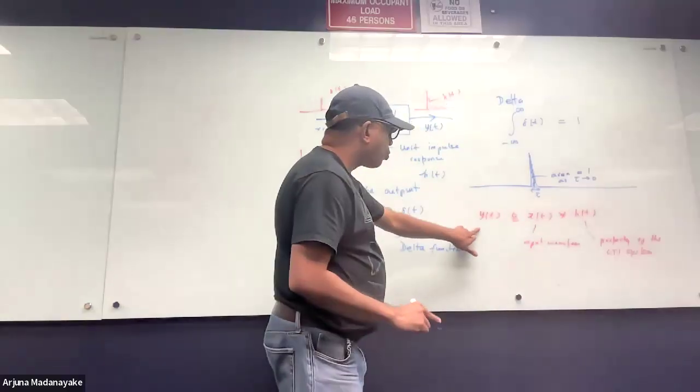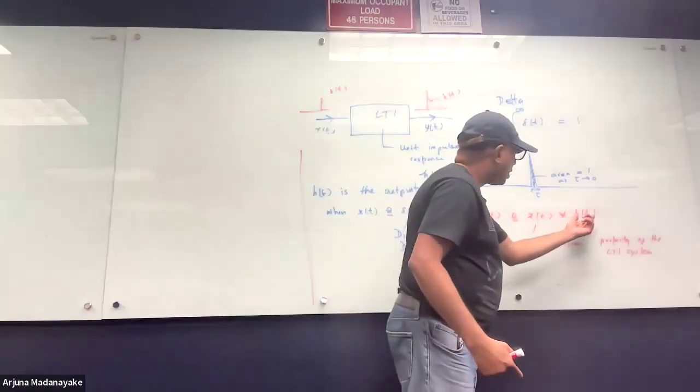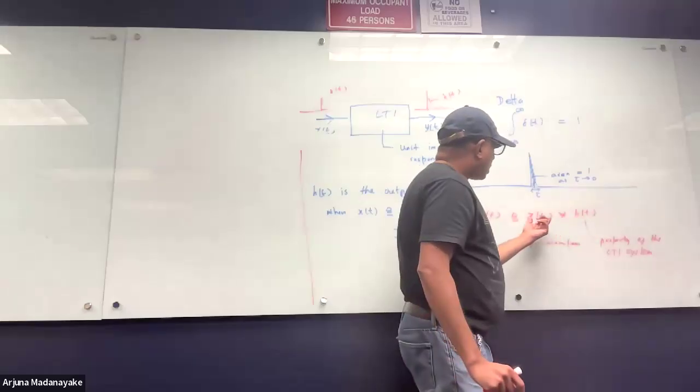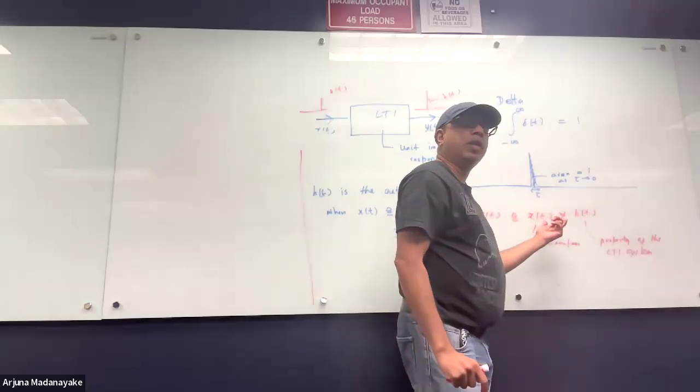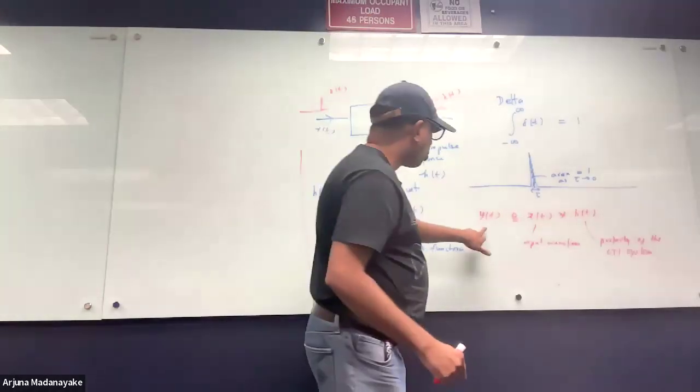So the output is the amalgamation of the two things: the description of the system in a very rigorous way, and the description of the input in a very rigorous way, mathematically combined using convolution to produce the output y of t.